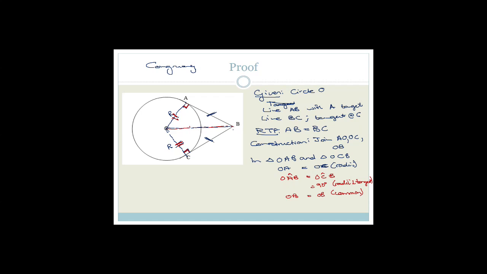So then we can say that this triangle is definitely congruent with this triangle because we've got a right angle, we've got the hypotenuse, and we've got a side. So therefore, triangle OAB is congruent to triangle OCB. Why? Right angle hypotenuse side. Yay! And therefore, AB has to equal CB.